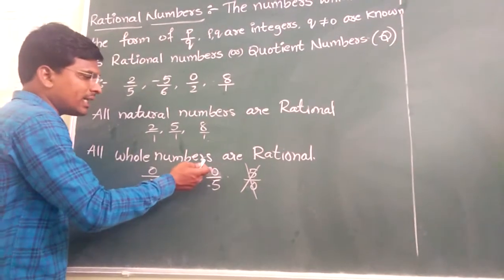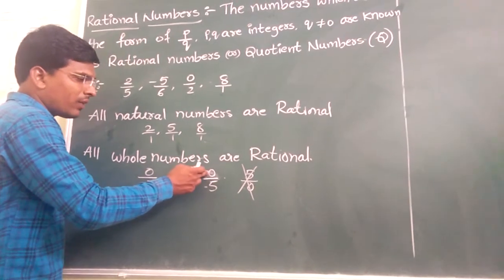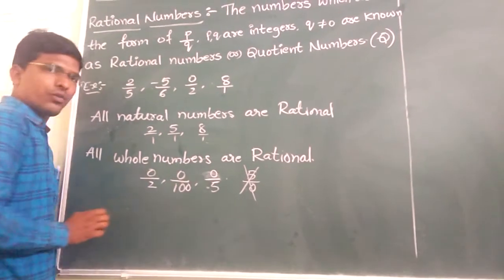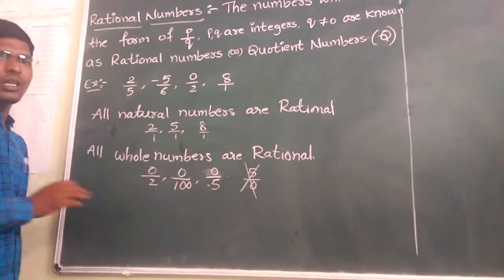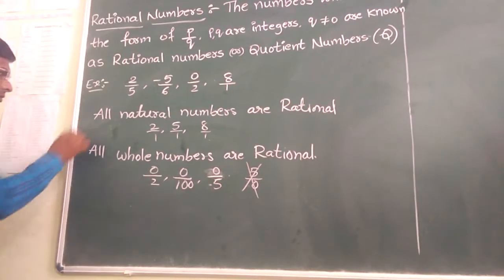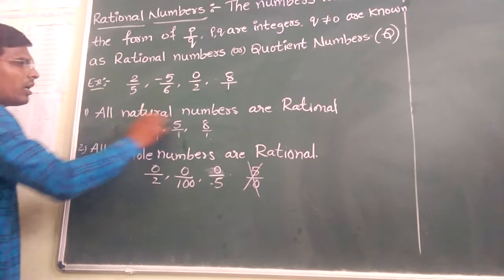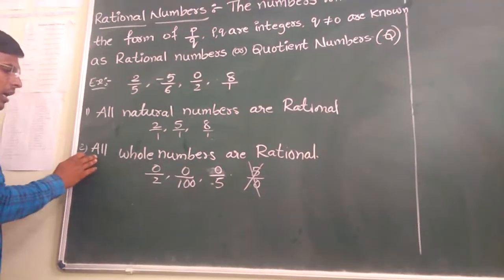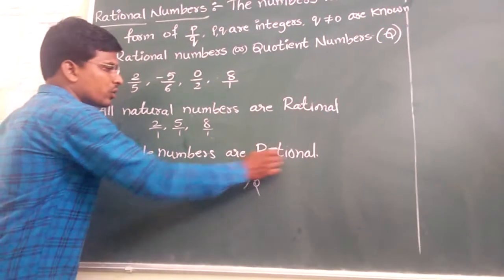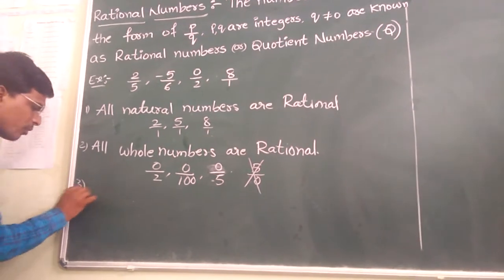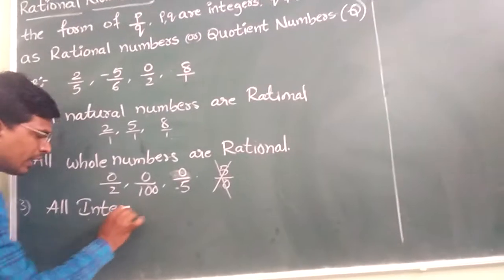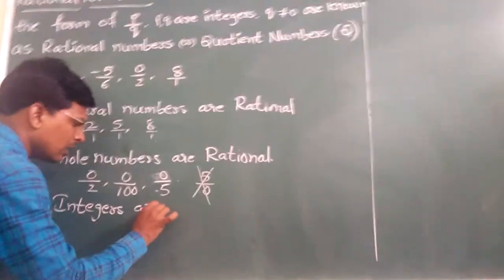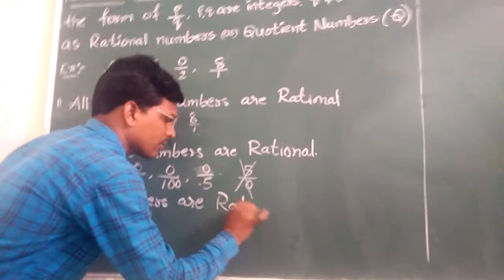But we can write it as 0 by 5. The p value is 0, the q value is 5. We can take like this. The numerator may be 0, but the denominator should not be equal to 0. So we can say all natural numbers are rational numbers and all whole numbers are also rational numbers. And third point, all integers are rational numbers.